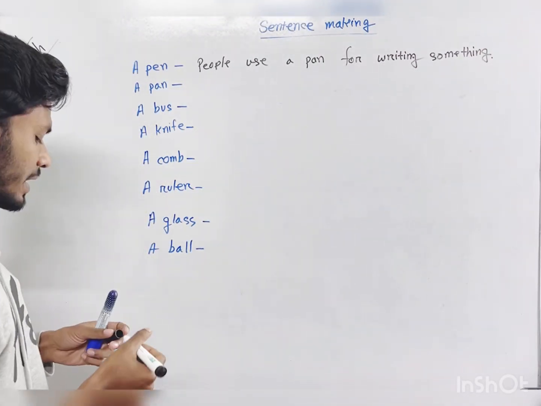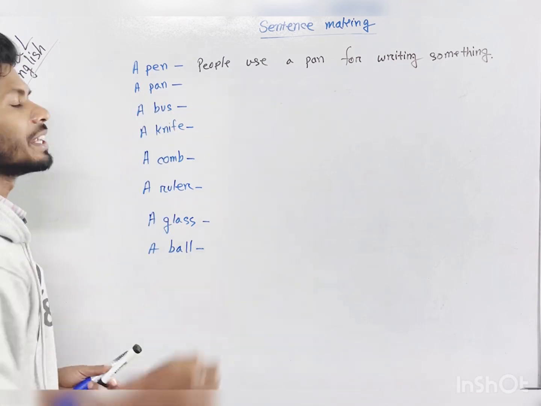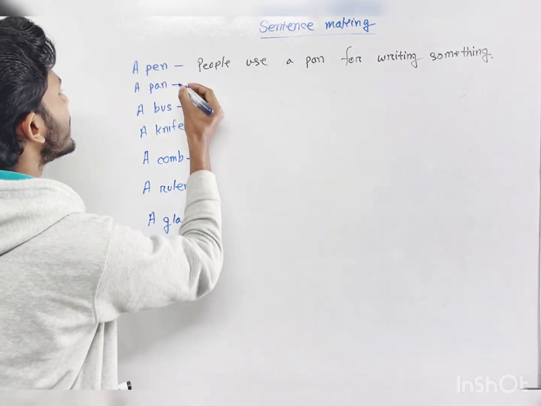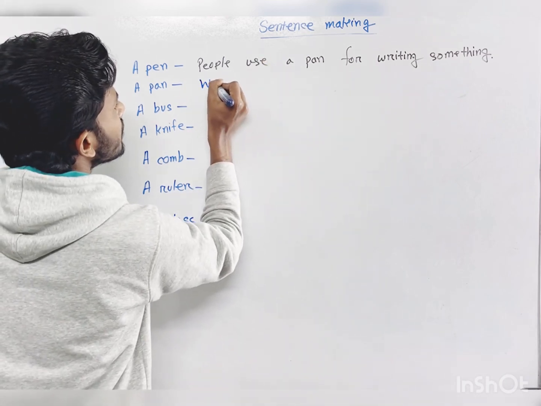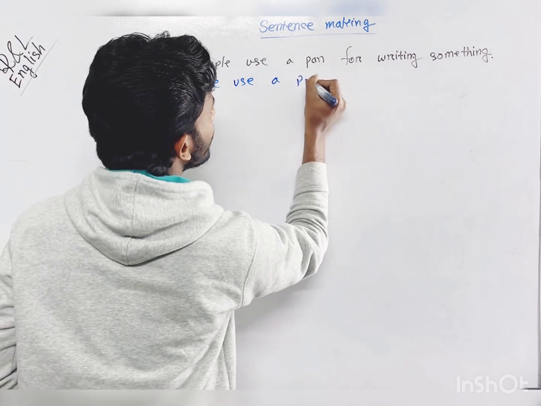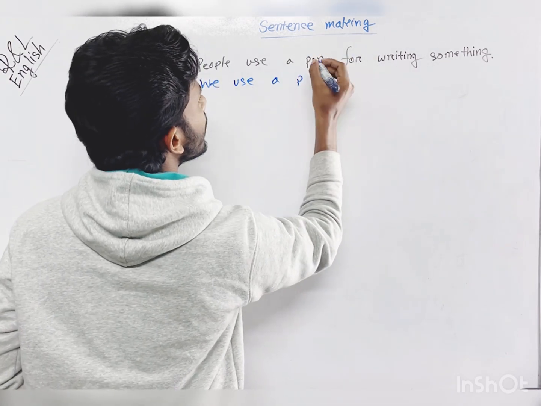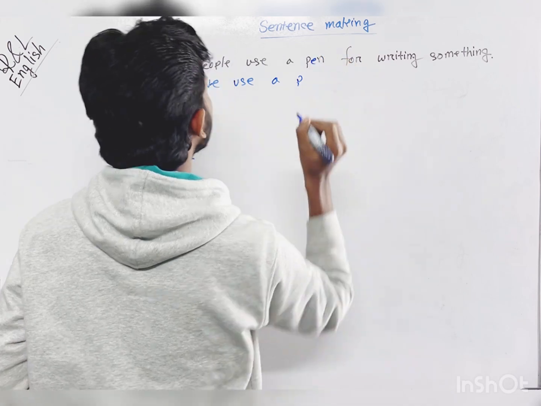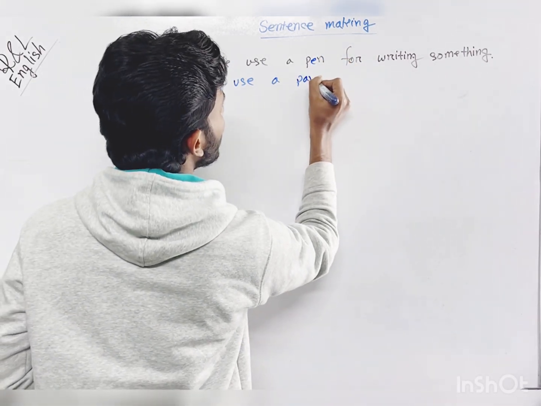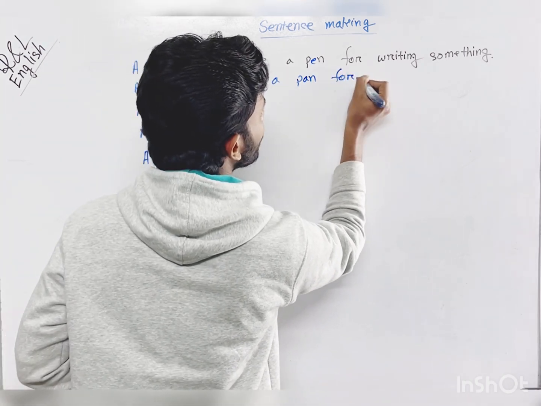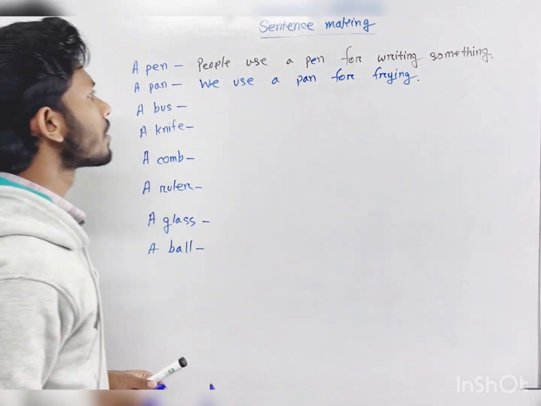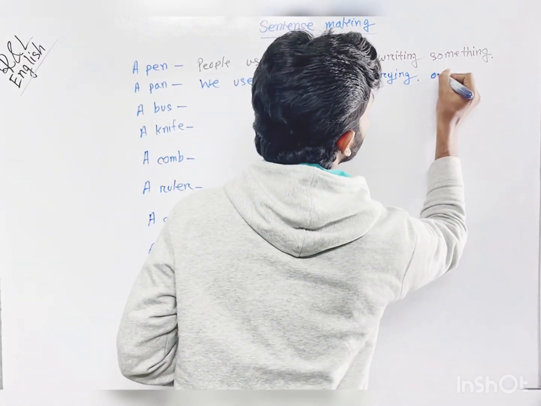Likewise, the second word is a pan. We know the meaning, what is a pan. So the sentence we make is, we use a, sorry, here is a spelling mistake, pan. We use a pan for frying, or we can say cooking.